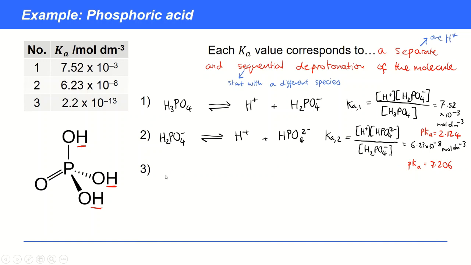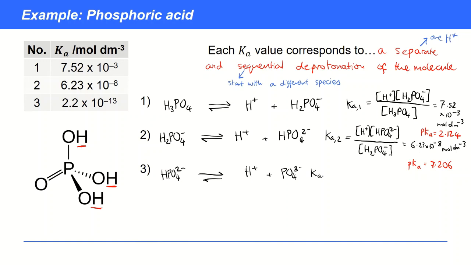And the third ionization event, I will leave you to pause the video and see if you can write that down, both the equation and the expression for Ka and the pKa. Well, let's see how you got on. So you need to start with HPO4 2 minus. You're going to remove a single proton from that, and you're left with PO4 3 minus.